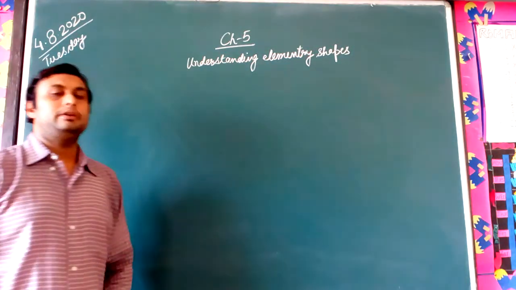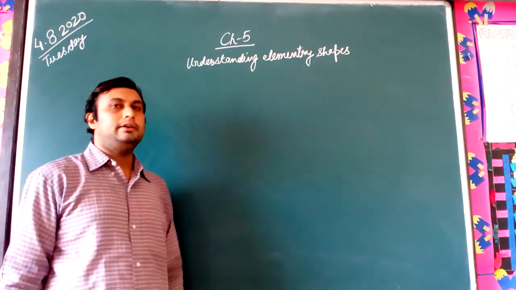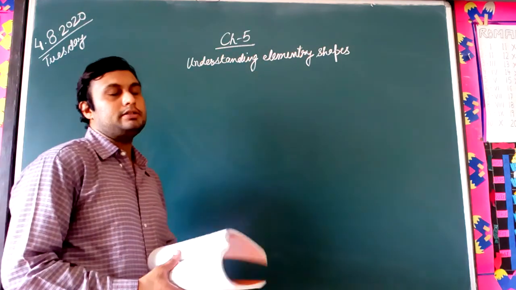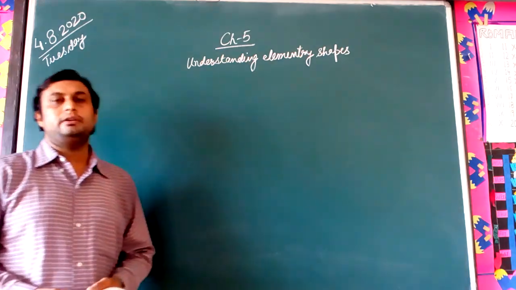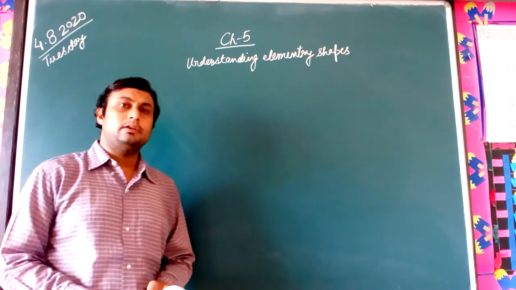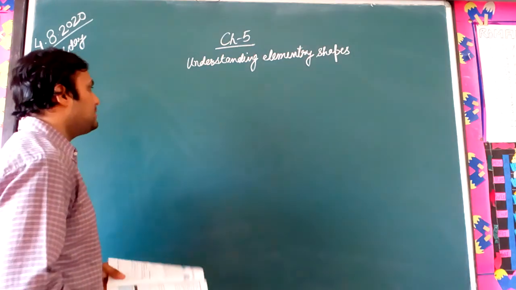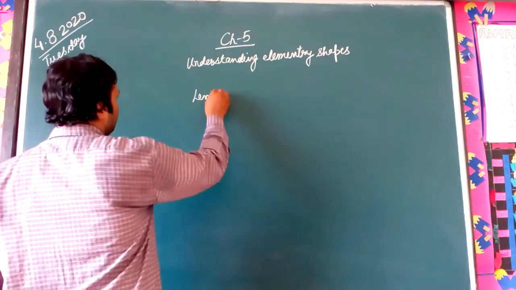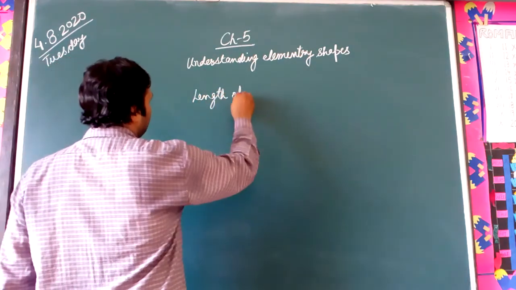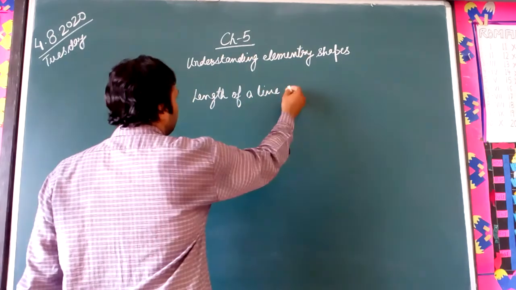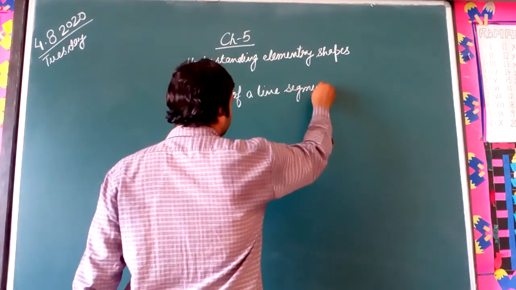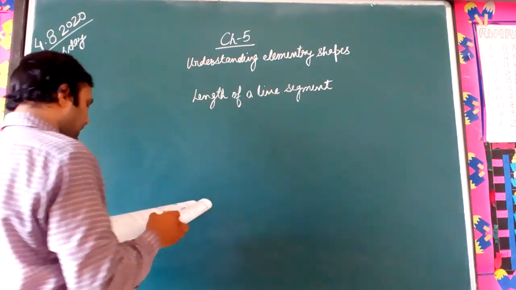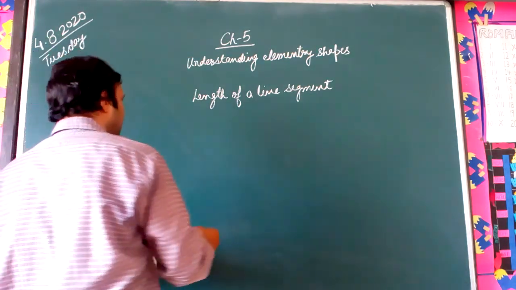Today we are going to revise our chapter 5, Understanding Elementary Shapes. This chapter we have done in the earlier classes. So we will first discuss the length of a line segment. The distance between two endpoints of a line segment is called the length of a line segment.